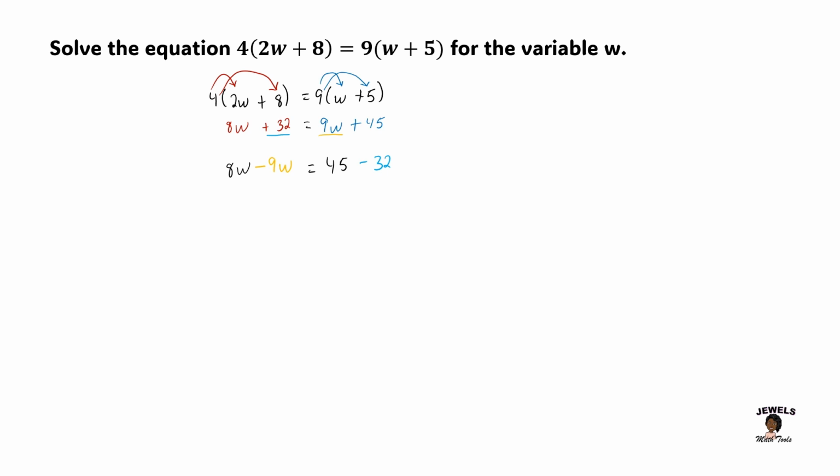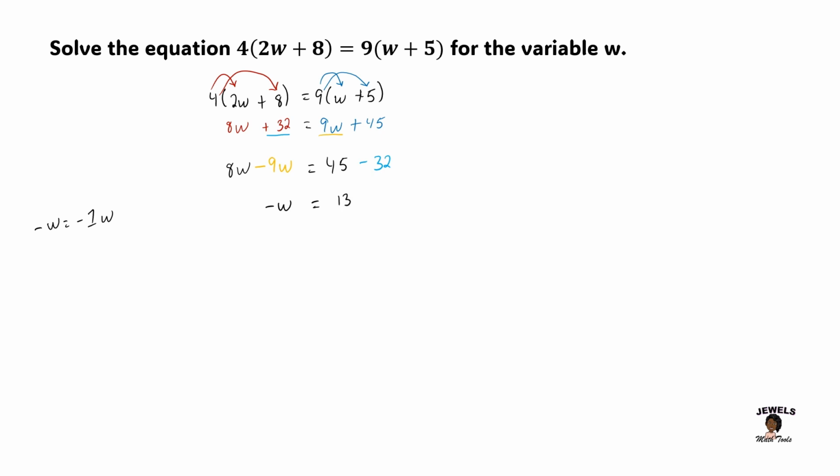So now let's simplify. When 8w minus 9w, this will leave us with negative w, and you could say negative 1w. Remember that even though the 1 isn't written, we still have a 1 in front. So negative w is equal to the same thing as negative 1w. But in algebra, we have to remember that that 1 isn't always written. So now when we have 45 subtract 32, this is going to leave us with 13.